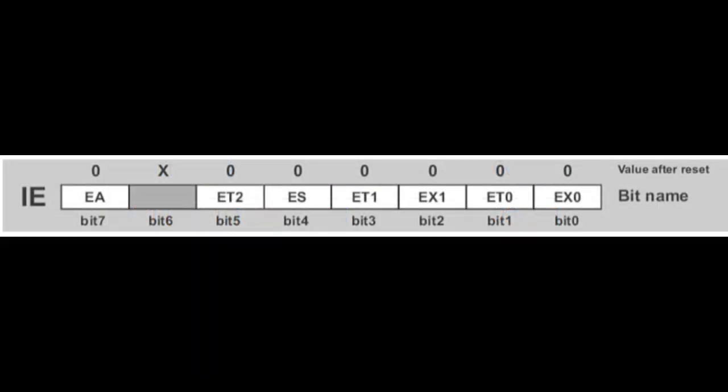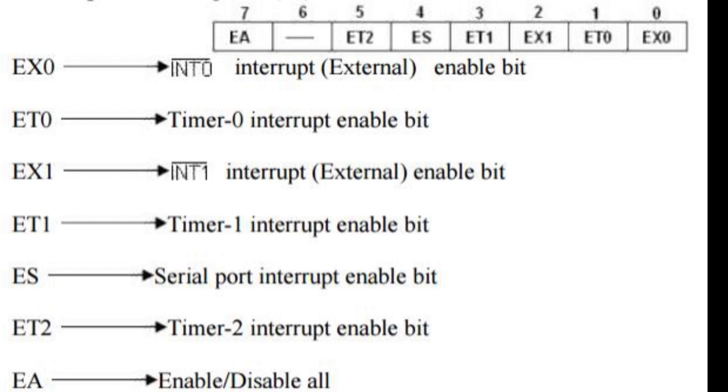Interrupt enable concept. Interrupts will not work unless they are enabled. The 8051 uses the interrupt enable, i.e., IE register to enable or disable individual interrupts. Enable or disable all interrupts using the EA bit. If the global enable bit is OFF, no interrupt can occur.